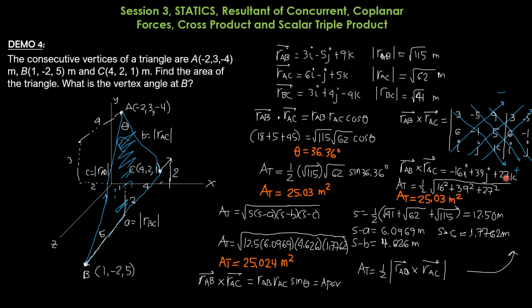27k. So therefore, the area of the triangle is 1/2 the magnitude of rAB cross rAC, interpreted as the area of the parallelogram, is the square root of 16 squared plus 39 squared plus 27 squared, and we will get an area of the triangle of 25.03 square meters. So that's it for this demonstration or problem.